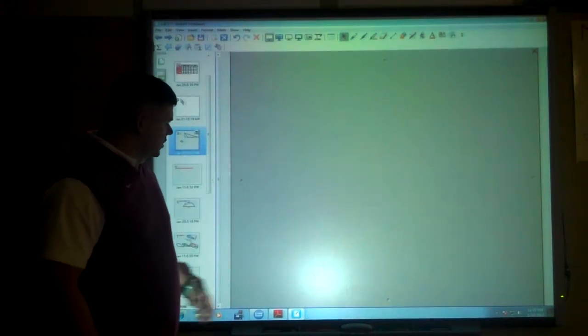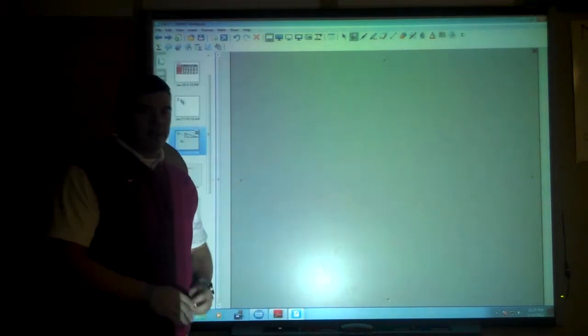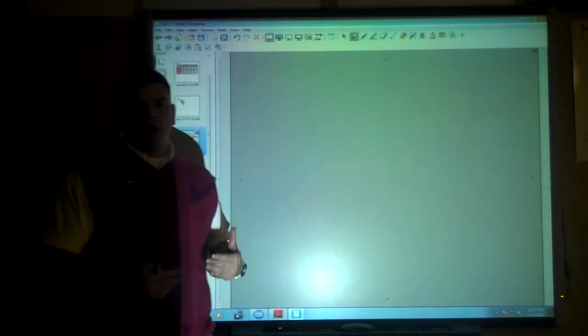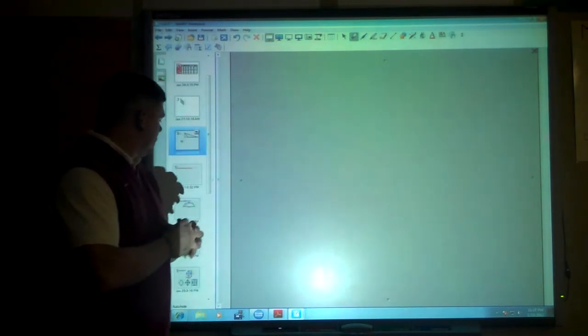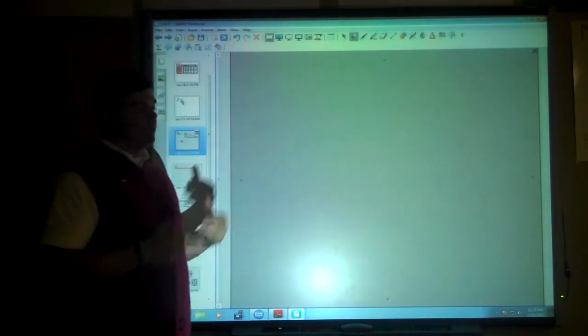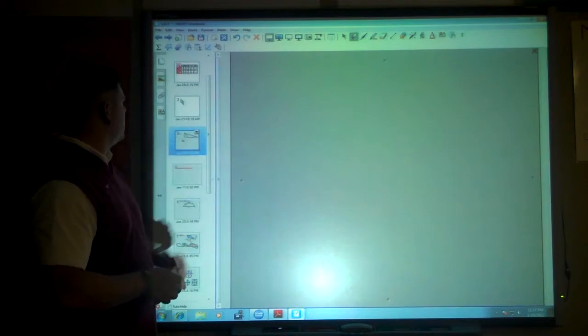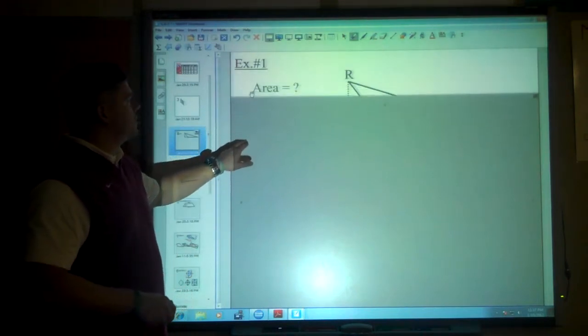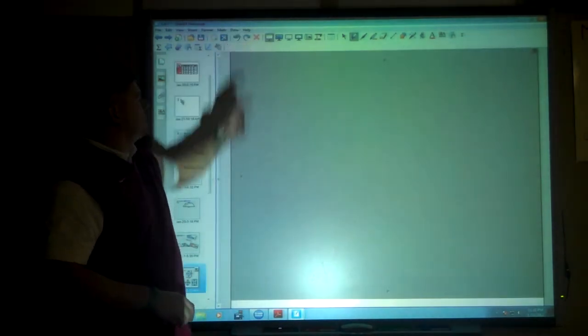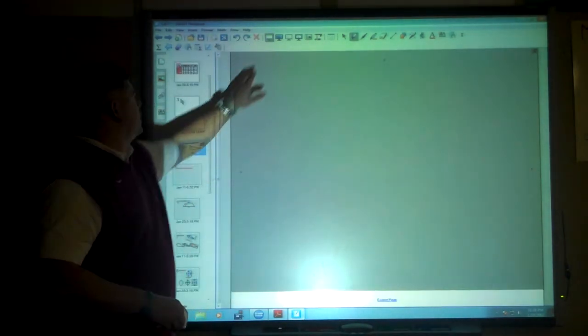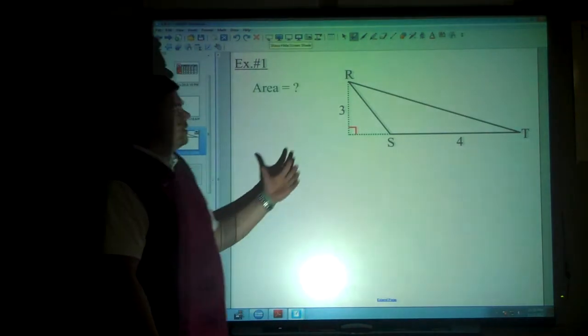Geometry lesson 6-7. We spent a lot of time dealing with quadrilaterals, parallelograms, and a bunch of different shapes. Today we're going to take it a little bit further and talk about some other special shapes and how we can find the area of them. Our first example is to find the area of this triangle.